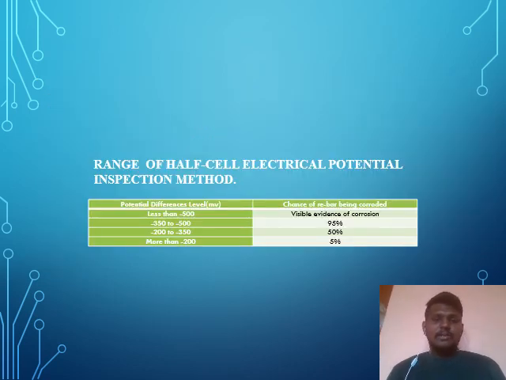The range of the half cell electrical potential inspection method: if the potential difference level is less than minus 500, the chances of rebar being corroded are high, with visible evidence of corrosion. If it ranges between minus 350 and minus 500, then there is a 95% chance of rebar being corroded. If it is more than minus 200, then there is a 5% chance of rebar being corroded.